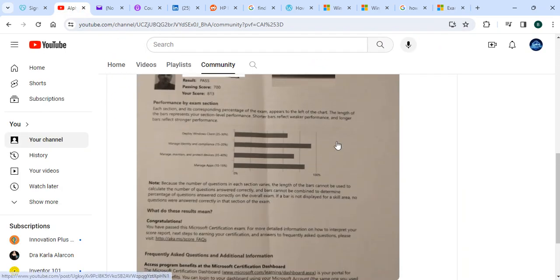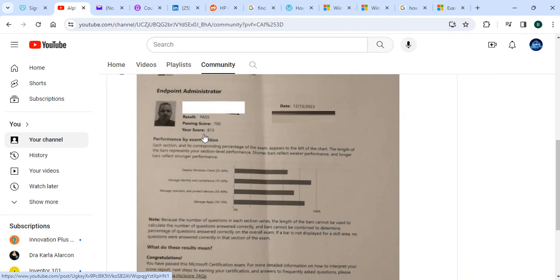And here, as you can see, I had 813. The passing score was 700. This is 813 of 1,000. So I did good and well. I did well in deploying Windows, and also in managing identities and maintaining. Also, I did well in managing apps. I also did well here.